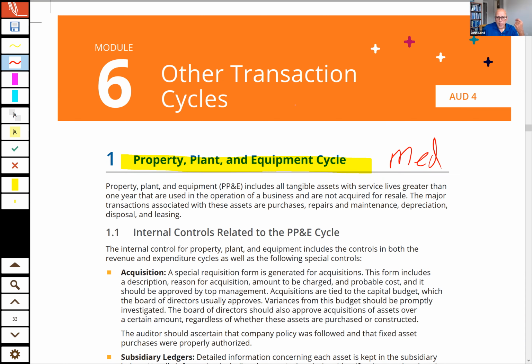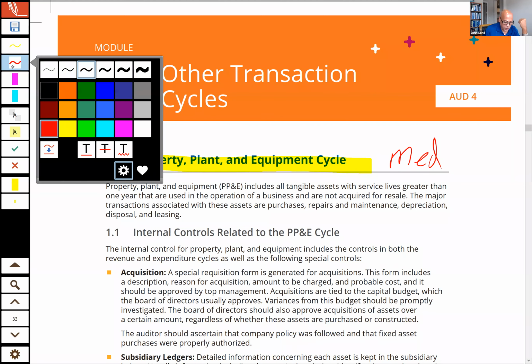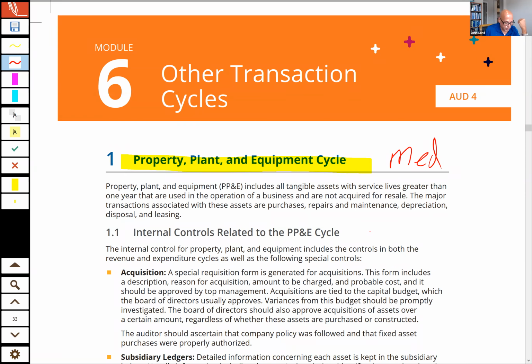So what happens? We sit here and we start to talk about property, plant, and equipment. Now, what happens when we look at the property, plant, and equipment, we start out, as we do with all the cycles, with the internal control, and we talk about the separation of duties. So we talk about acquisition. Notice that they say for acquisition, we have to provide the reason for the acquisitions, amount of the charge, probable cost, and it's approved by top management.